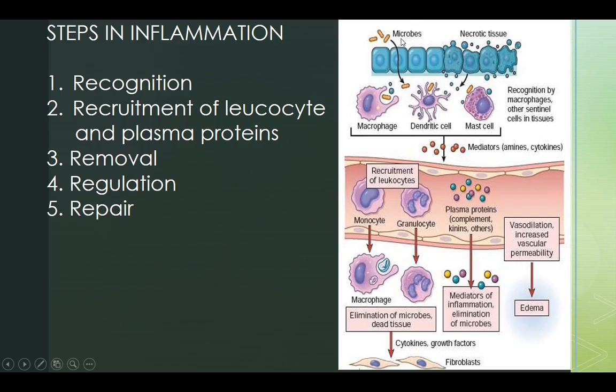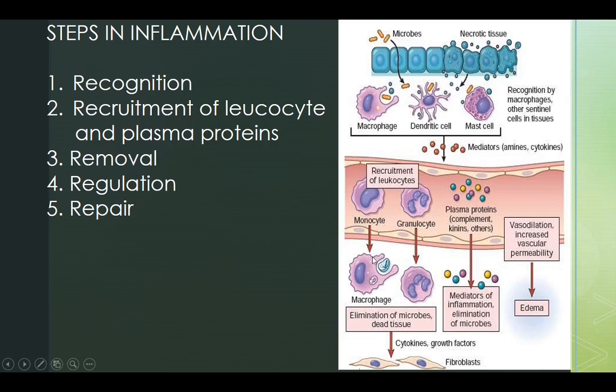So recognition: as you can see, when microbes enter through the epithelium, they will be taken up by macrophages and other cells which are present in the tissues. So that is recognition. Then recruitment. What is the recruitment of leukocytes and plasma proteins? When these cells detect the infection, they create mediators, like cytokines or some kind of inflammatory molecules, which will attract leukocytes and plasma proteins to this area. So monocytes and granulocytes will come to the site of tissue injury.